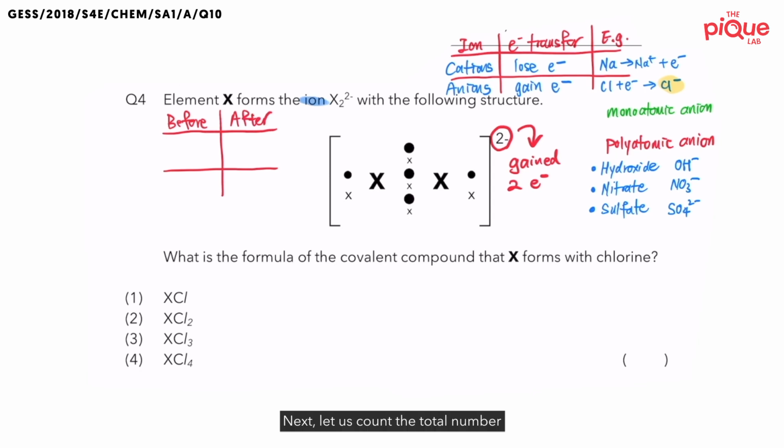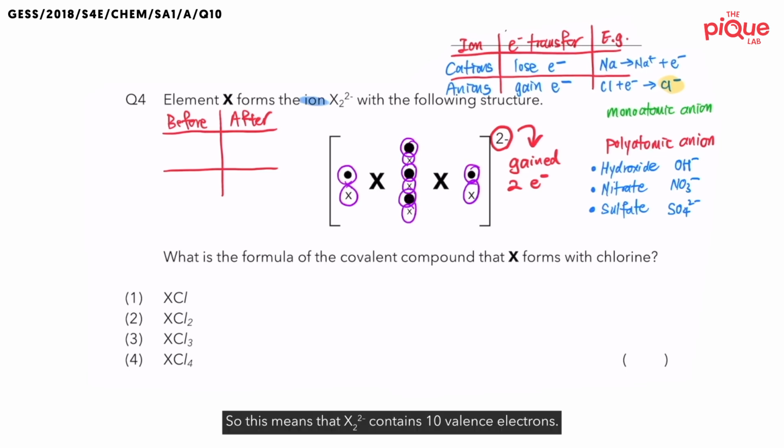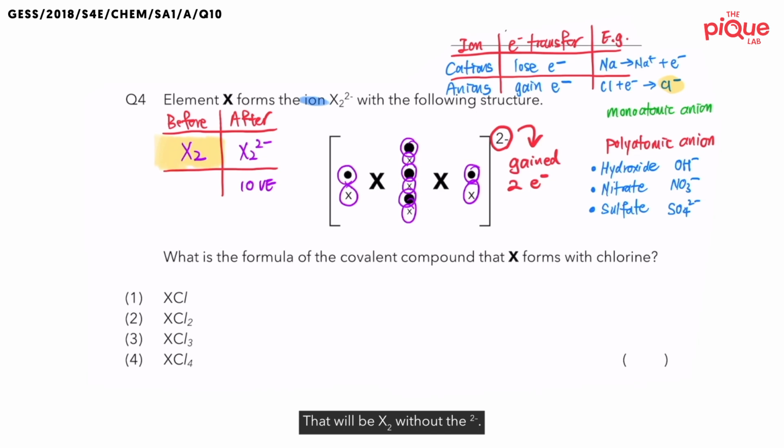Next, let us count the total number of valence electrons X2 2- possess. 1, 2, 3, 4, 5, 6, 7, 8, 9, 10. So this means that X2 2- contains 10 valence electrons. After gaining these 2 electrons, we have X2 2-. So before gaining these 2 electrons, what do you think is the formula of this species? That would be X2 without the 2-.